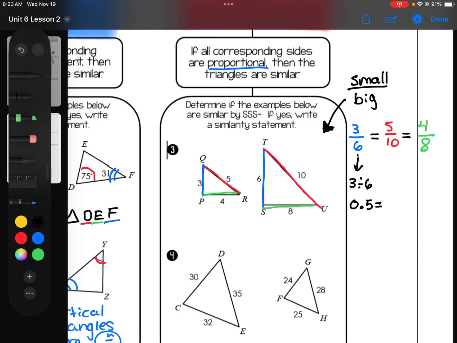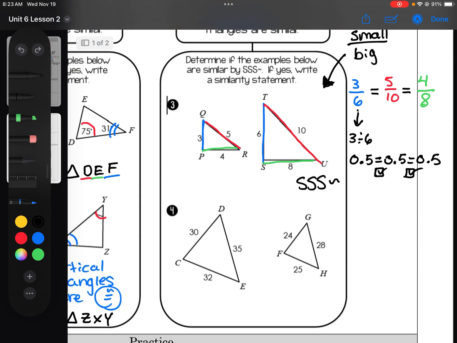I'm going to quickly type in the rest. You can pause the video and see if you can type these in the calculator. They all come out to 0.5. Since their sides are what's called proportional, since all of these values are equal to each other, that means we know the two triangles are similar by side-side-side similarity. I'm going to skip the writing of the similarity statement, okay?